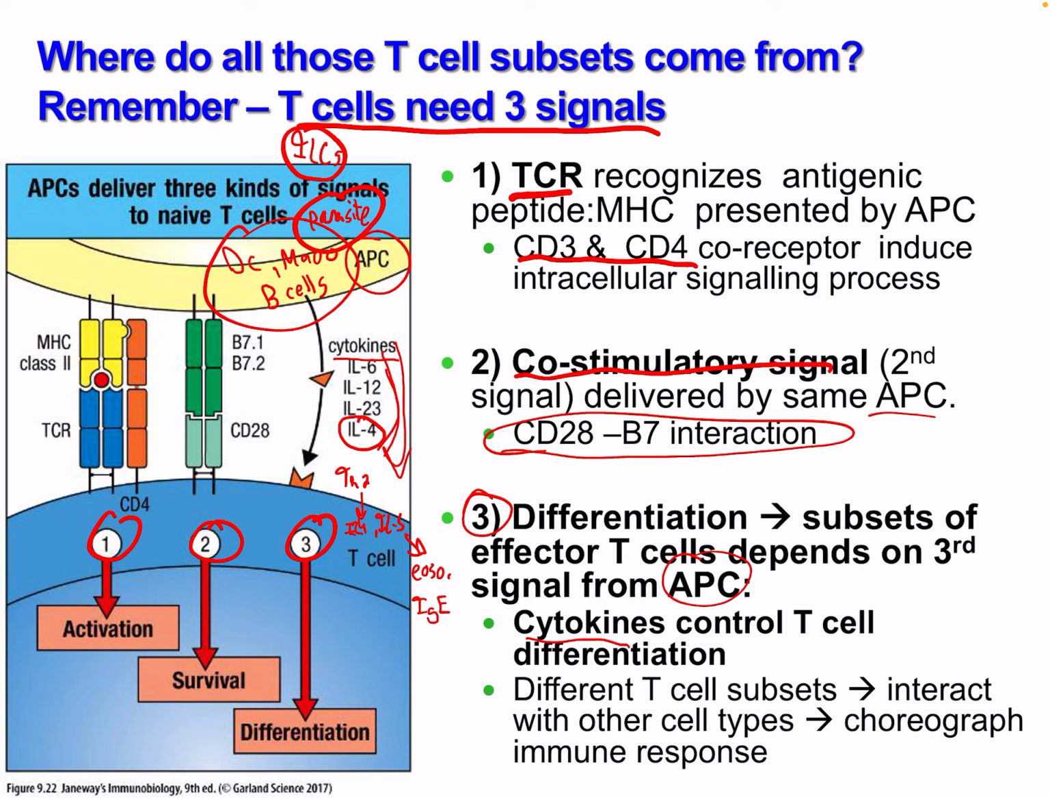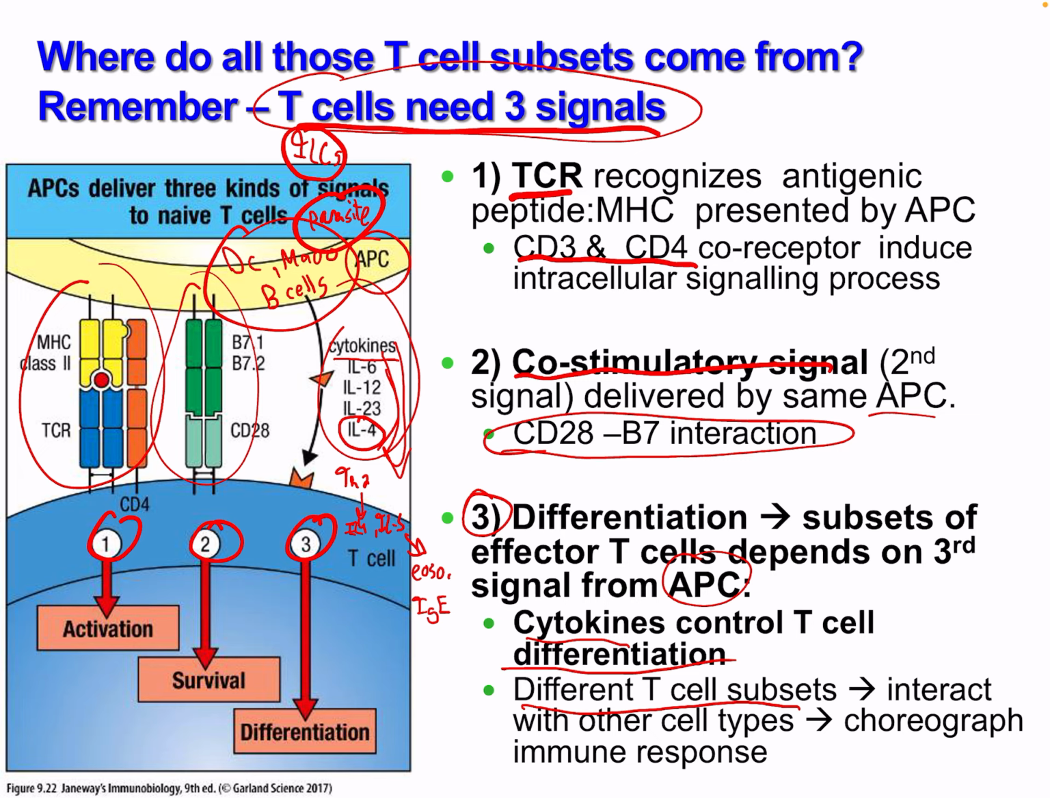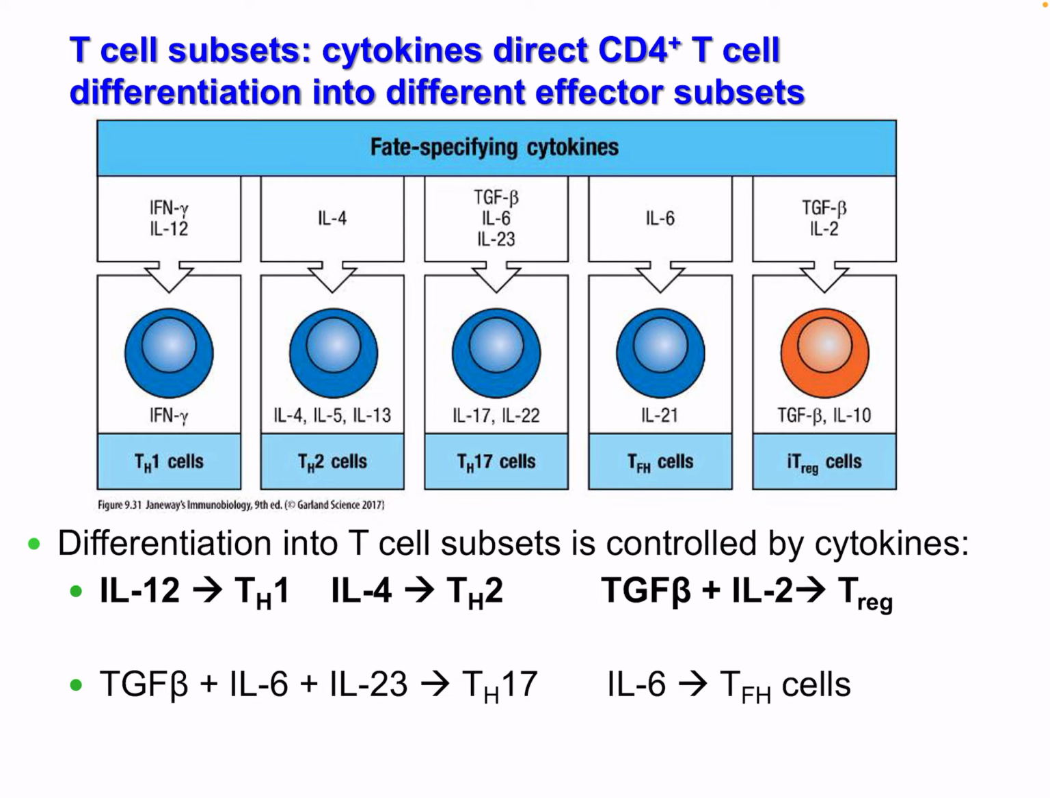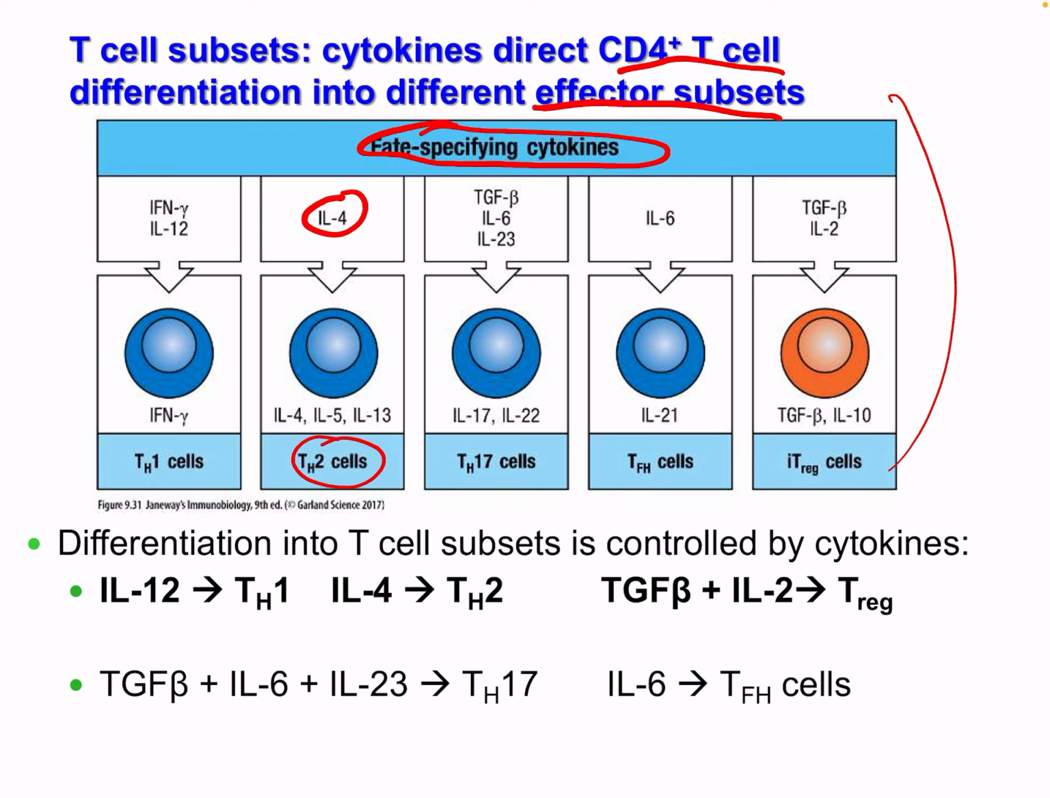But again, key to remember is the 3 signals needed. So I recommend going through this again, 3 signals, and then you can go back to our last lecture if you need more detail. So these cytokines control the T cell differentiation, like we mentioned. Different T cell subsets interact with other cell types, and again, choreograph this response. This is a similar figure we saw earlier. These cytokines direct the CD4 positive T cell differentiation into different effector subsets. So again, we have our fate-specifying cytokines. As we said, IL-4, Th2, interferon gamma, IL-12, Th1. These further release these cells as well.